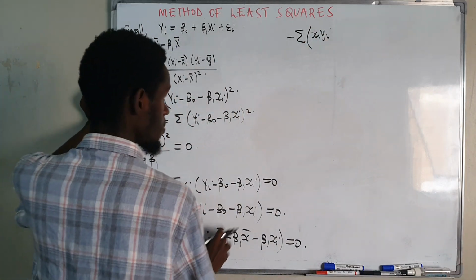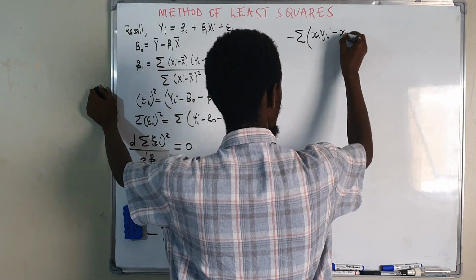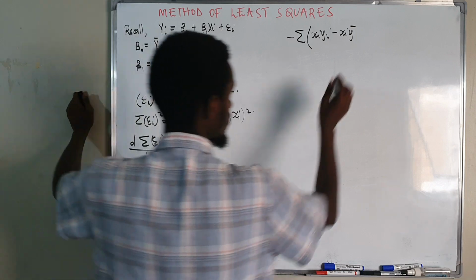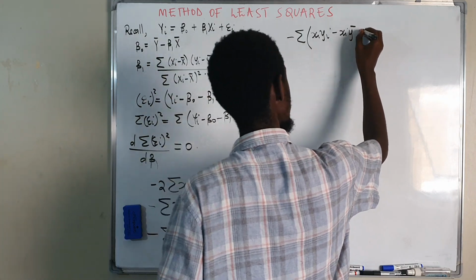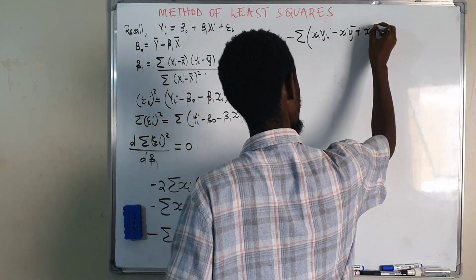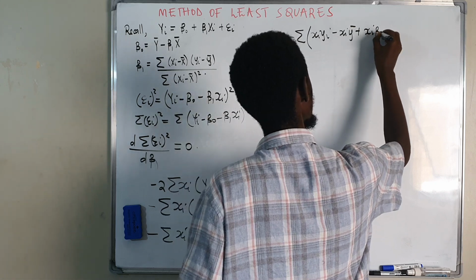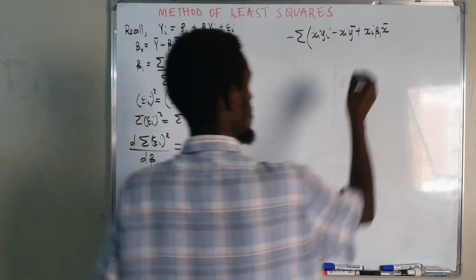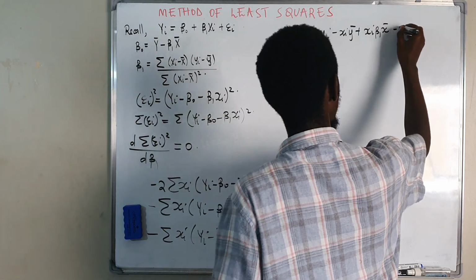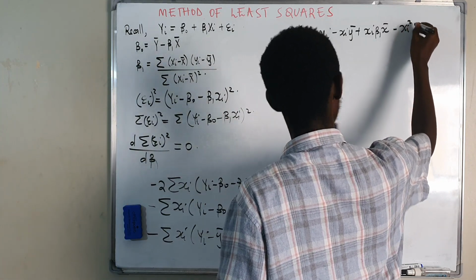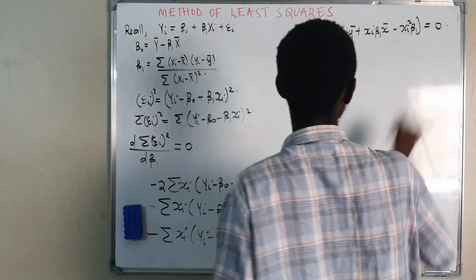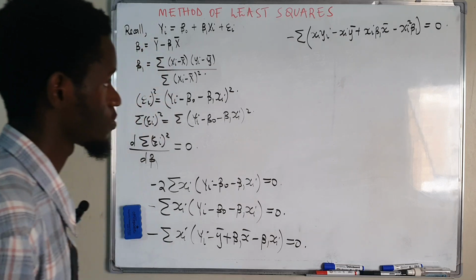Now xi times y bar, I'll have minus xi y bar. Then xi times b, this one I'll have the plus xi b1 x bar, like that. Now this one times this one, I'll have minus xi squared b1, everything going to 0. I will wait on that step also.